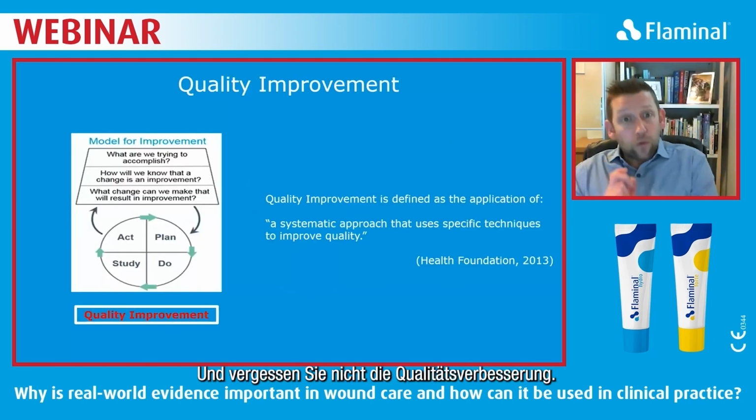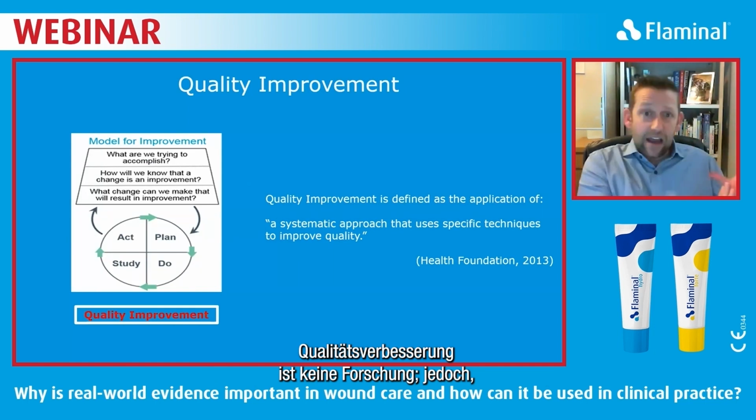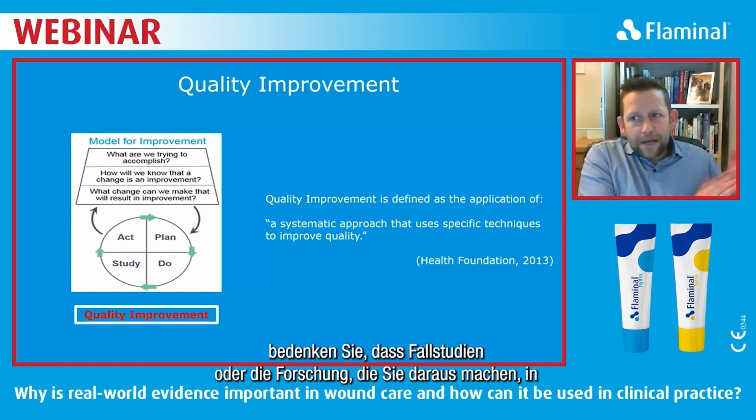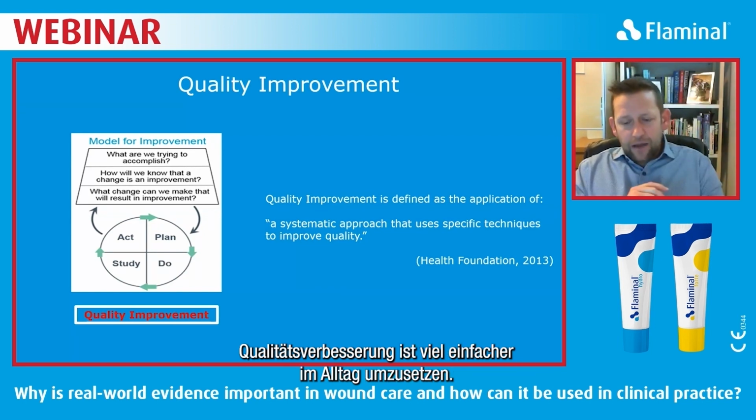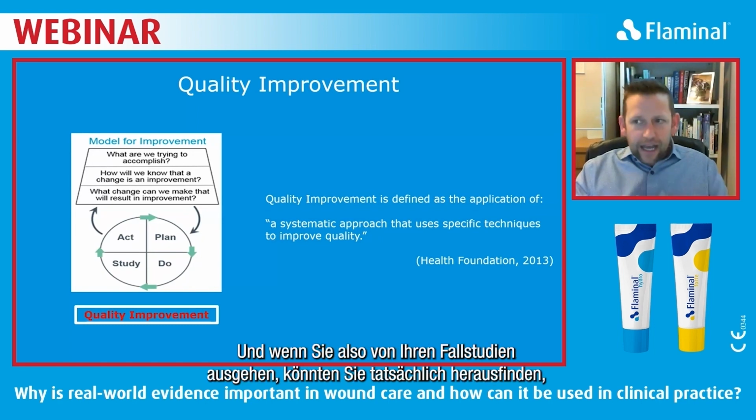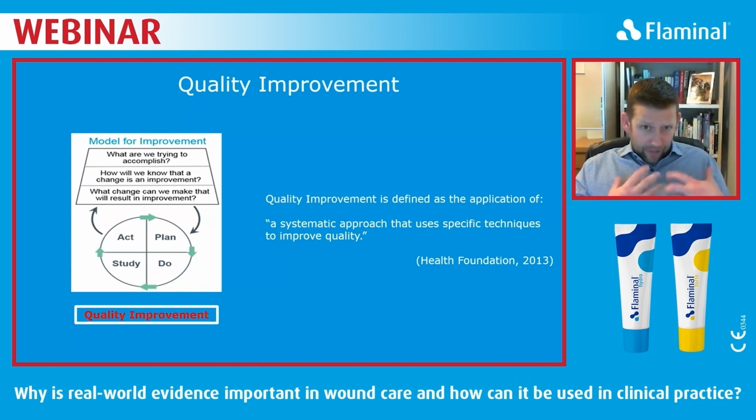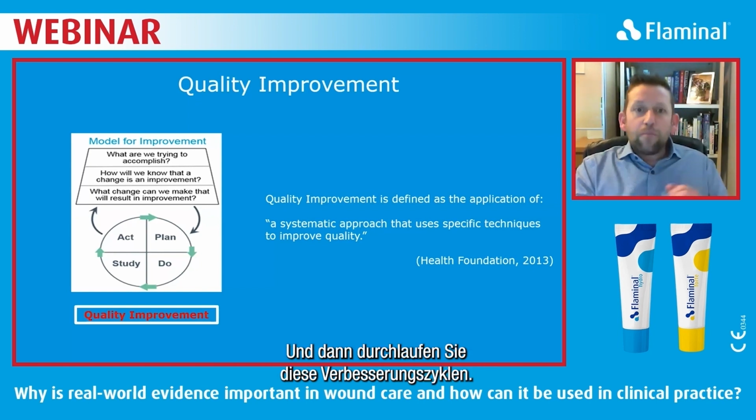Finally, not to forget quality improvement. Quality improvement is not research. However, bear in mind that case studies or the research that you do from these can then feed into quality improvement projects and actually improve practice that we have. Quality improvement is much easier to do on a small day-to-day basis. So bear in mind from your case studies that you collect, it might actually let you identify what change can we make here that will cause an improvement and take it through those cycles of improvement.